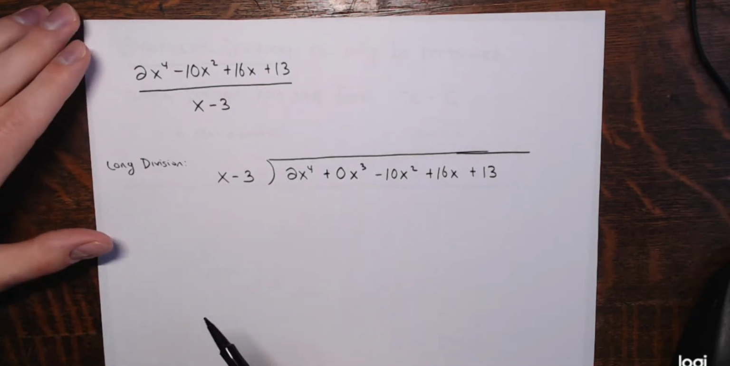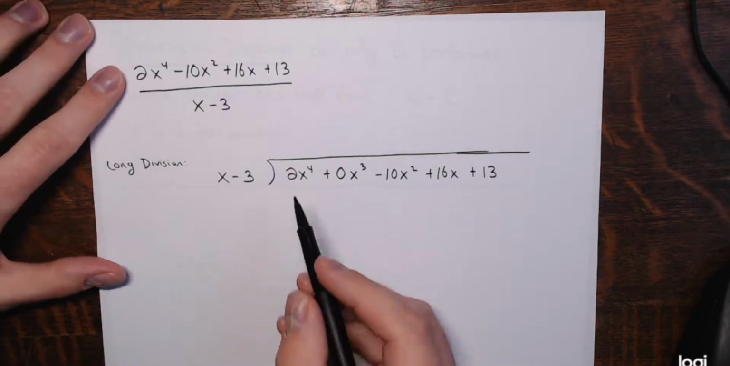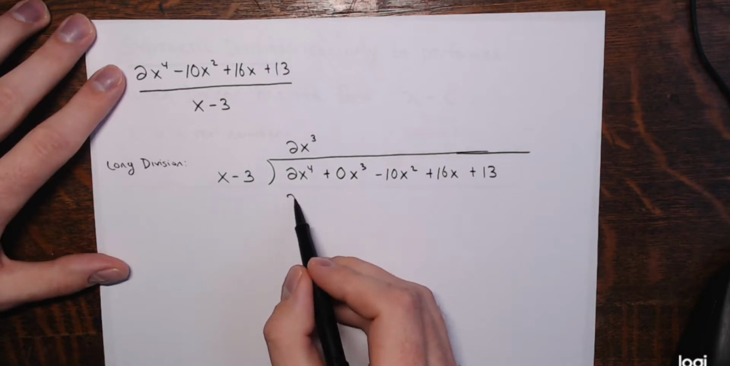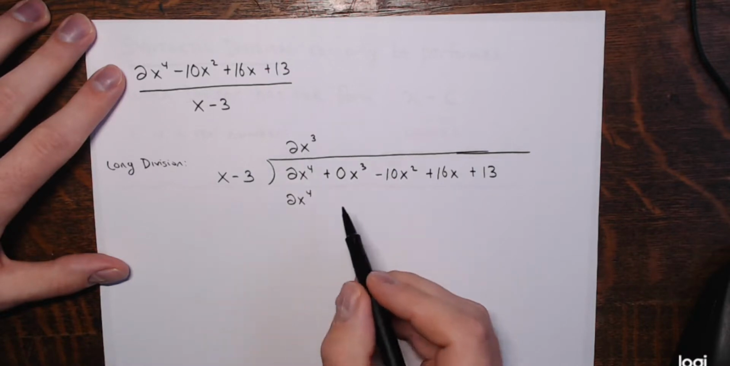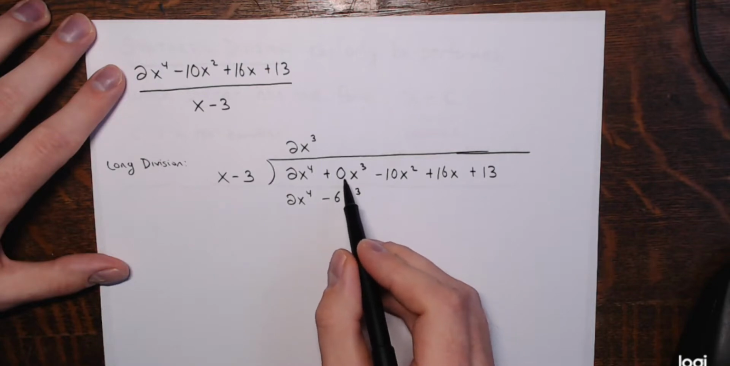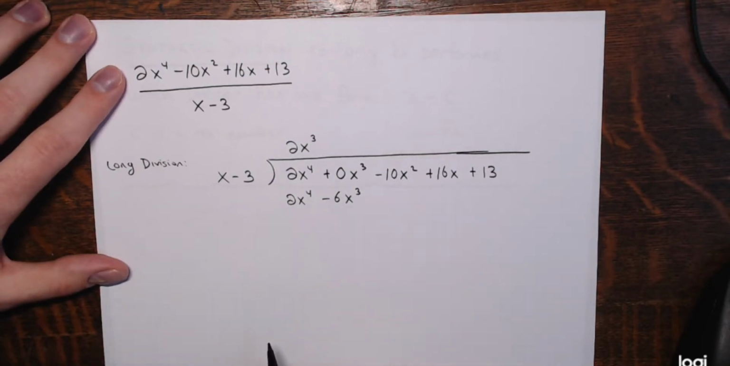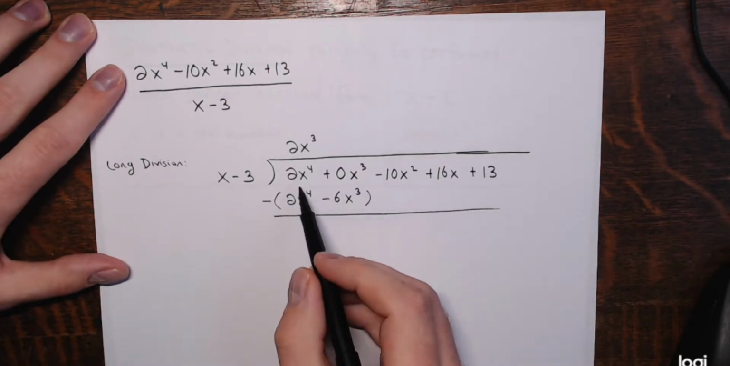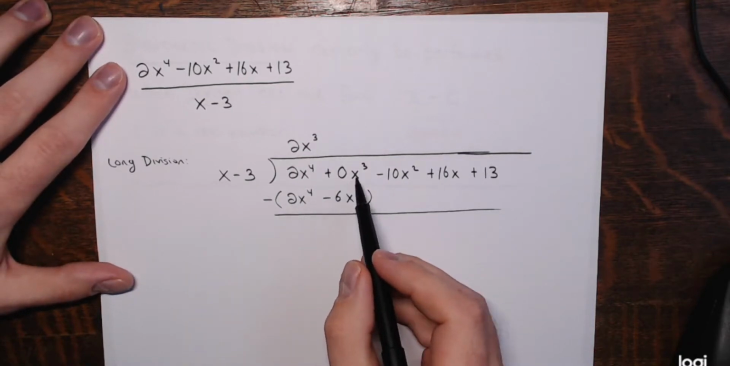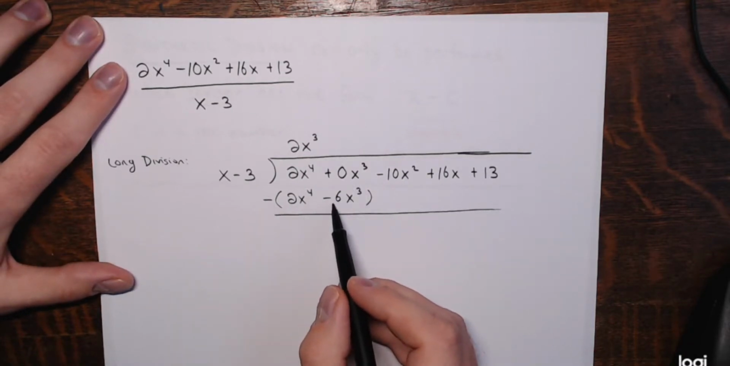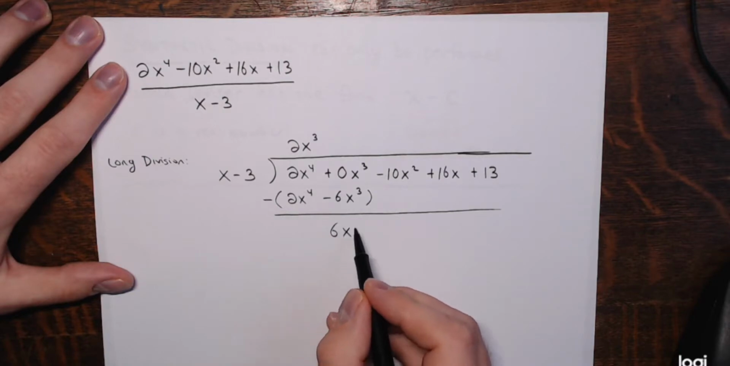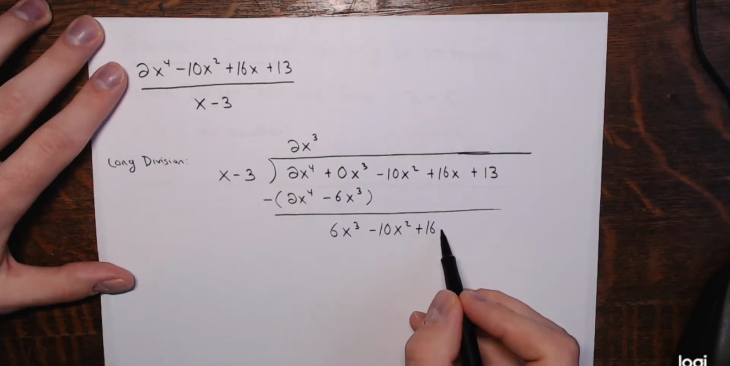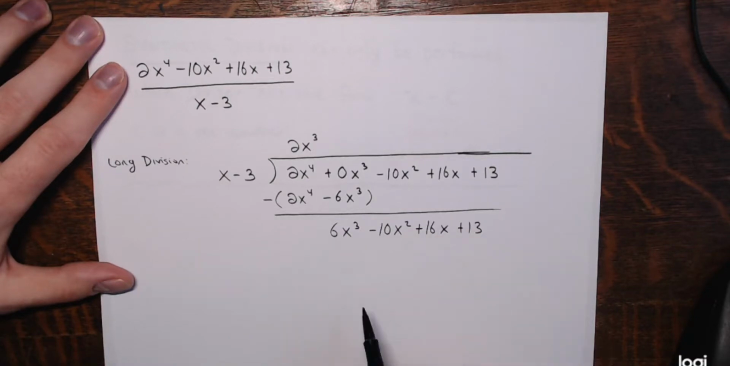All right, I'm going to perform all the steps I've been doing in the last 4 examples. Divide the lead terms, you get 2x cubed. Then multiply by the divisor, that'd be 2x to the 4th minus 6x cubed. And you see again why I wrote the 0x cubed, so it's easier to keep things lined up. Then we subtract all of this from the line above it. The x to the 4th terms are gone. Then no x cubed minus negative 6 would be plus 6x cubed, so that's positive 6x cubed. And then you've got the rest of it dropping down, minus 10x squared plus 16x plus 13. And then we start over.